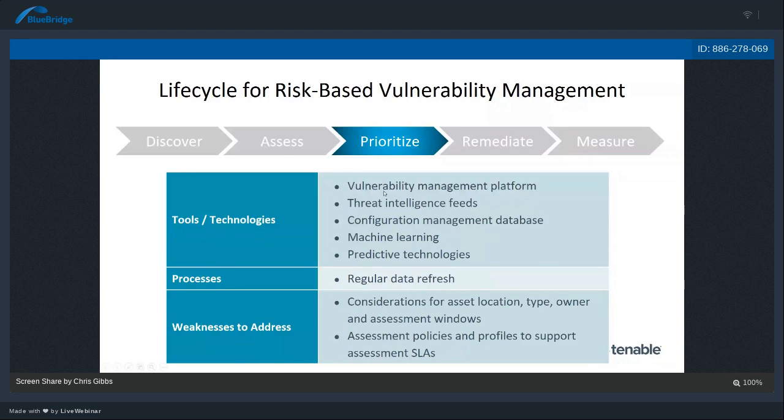Now, from a tools and technologies perspective, we have the vulnerability management platform, the intelligence feeds that are being utilized in the background, and if you have other toolings, they may offer additional threat intelligence feeds. You might have your configuration maintenance and management database, and you can use our toolings to do some analysis of configuration audits with the CIS configuration checks. You have machine learning that's happening in the background to provide these predictive technologies, the scoring and information that we're going to look at in a second.